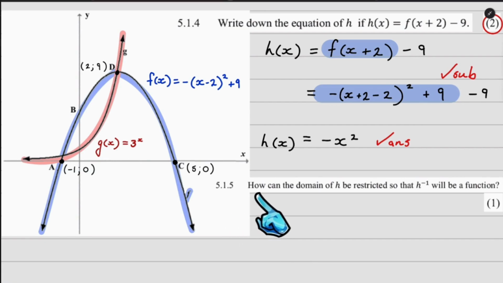5.1.5 asks us, how can we restrict the domain of h of x? This is h of x. None of these graphs are h of x. This is f and g. So we're looking over here.